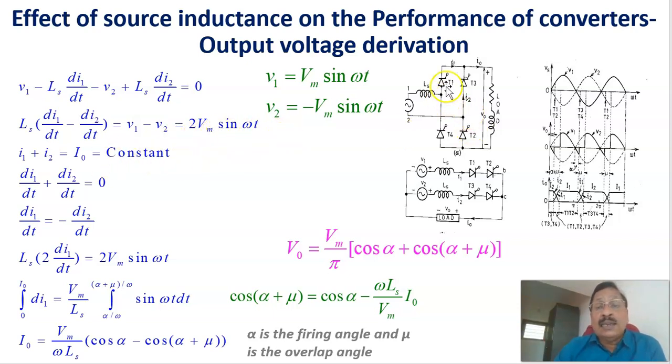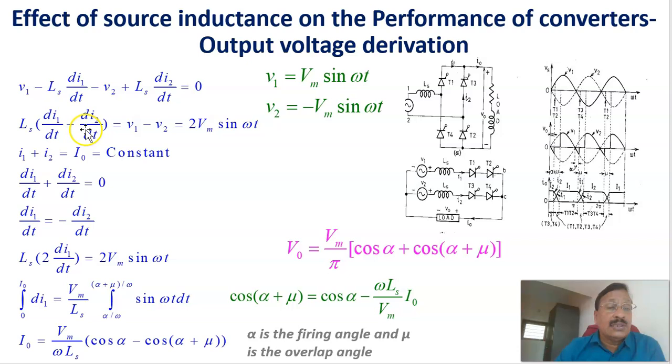One more thing is that the sum of these two currents during this overlap period, at any instant, I1 plus I2, is equal to a constant, that's the total current I0. Therefore, I1 plus I2 equals I0, which is a constant. Now, if you differentiate with respect to time, di1 by dt plus di2 by dt equals 0, since it is a constant. Or di1 by dt equals minus di2 by dt.